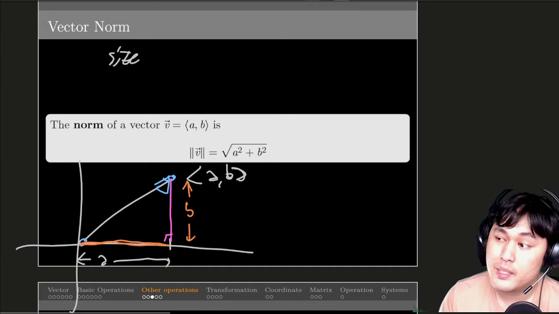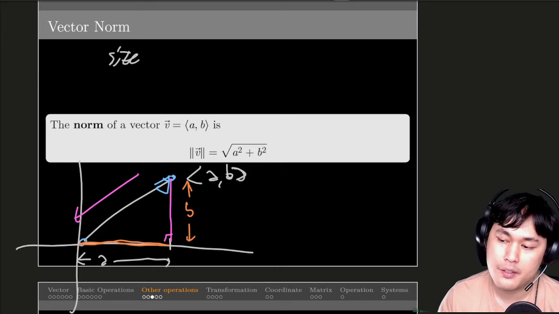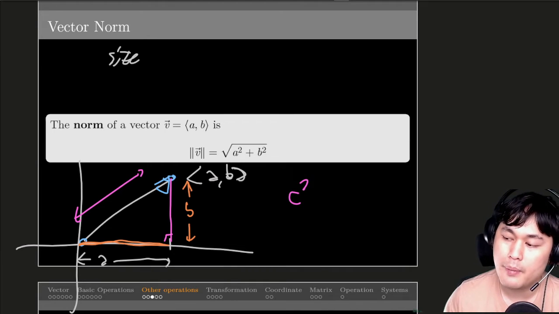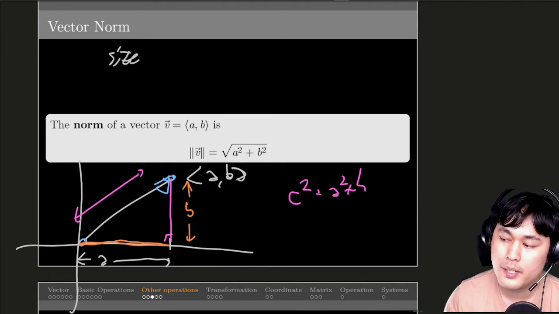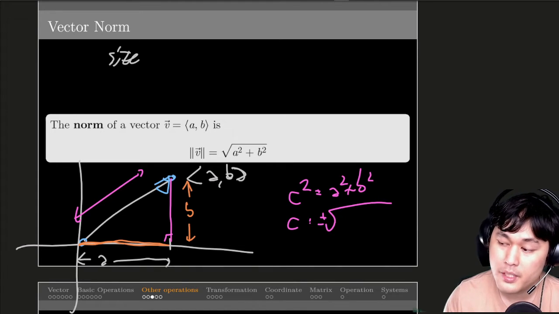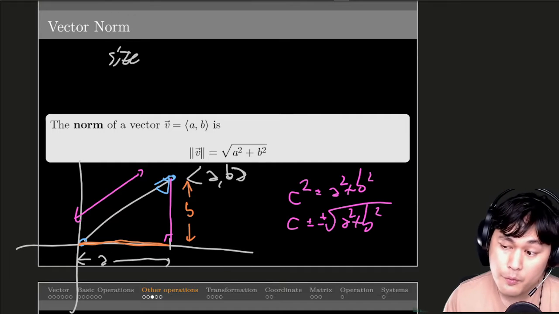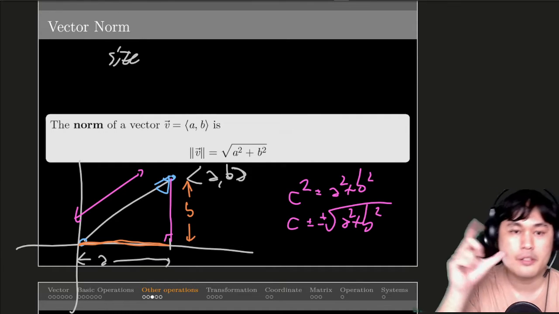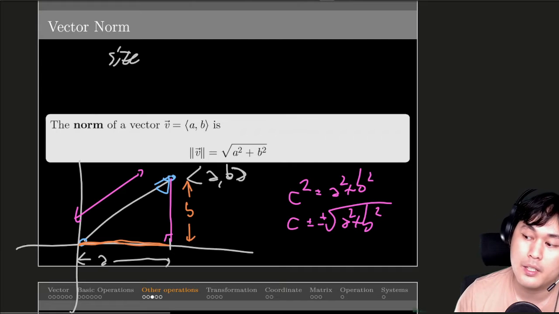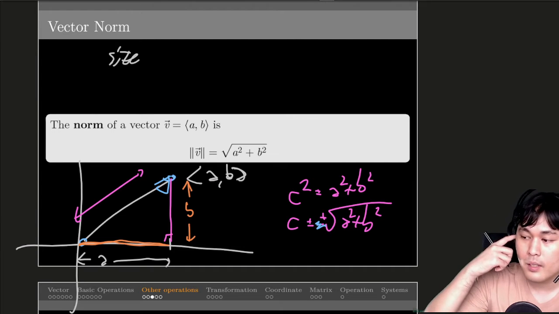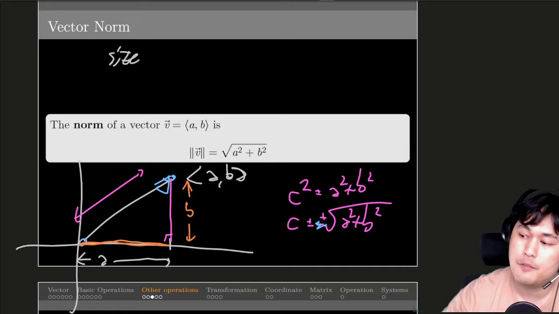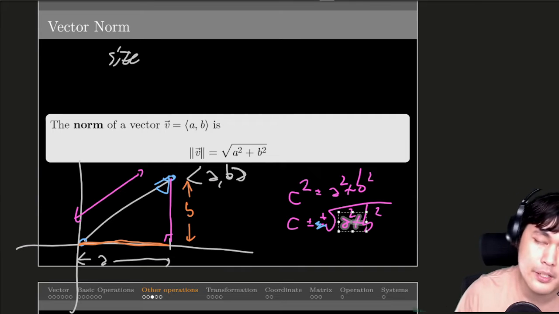And of course, by the Pythagorean theorem, we can find the length of this vector by c squared equals a squared plus b squared. And then c is plus or minus the square root of a squared plus b squared. But since we talk about the length, we can get rid of the negative part and define the length to be the positive square root of a squared plus b squared.